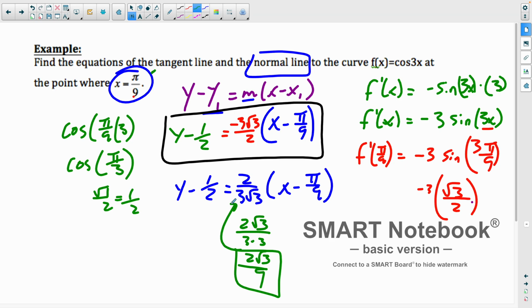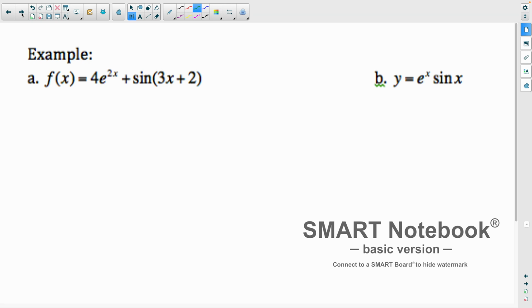Okay? I got a little bit of a mixture on the next couple of questions here. We're just going to go find the derivatives. All right? Now we got a mixture of sine and e to the x and some of those things.